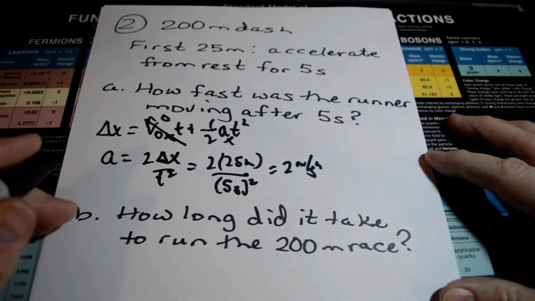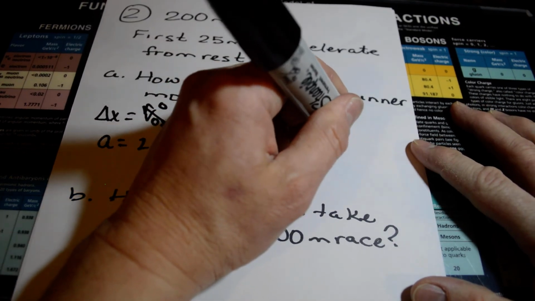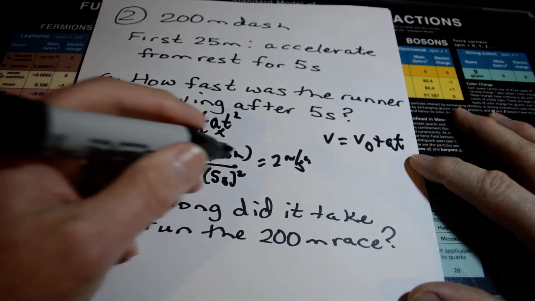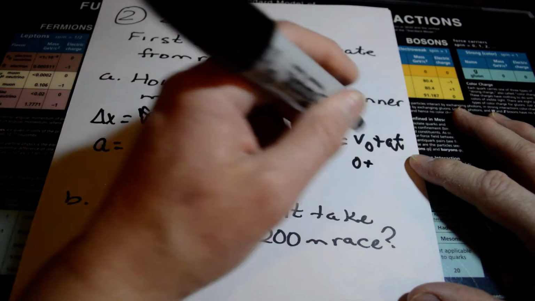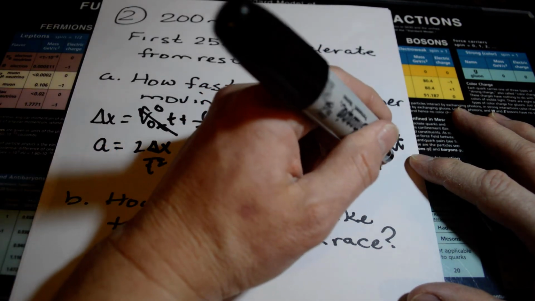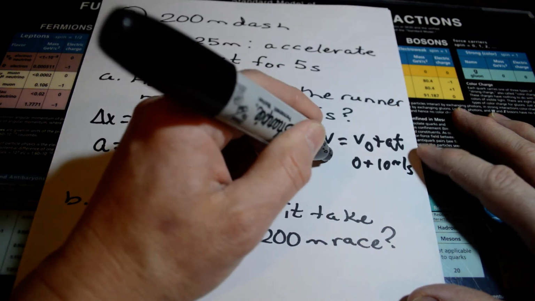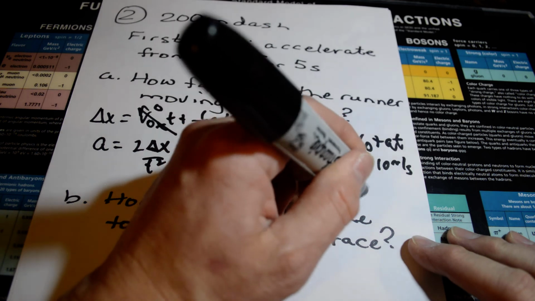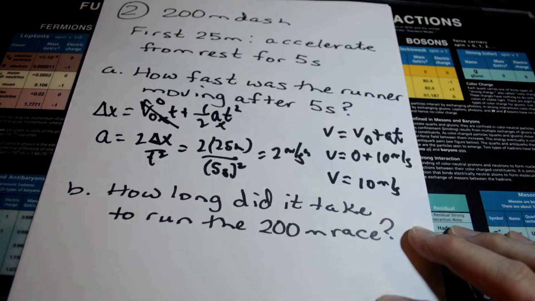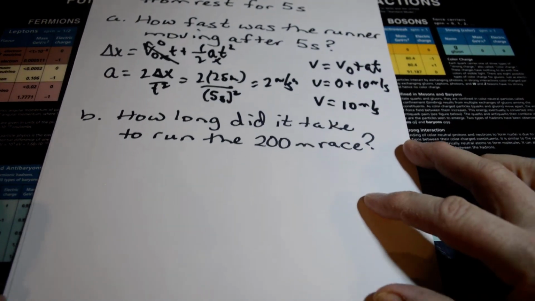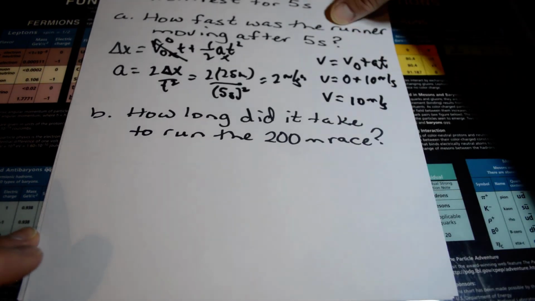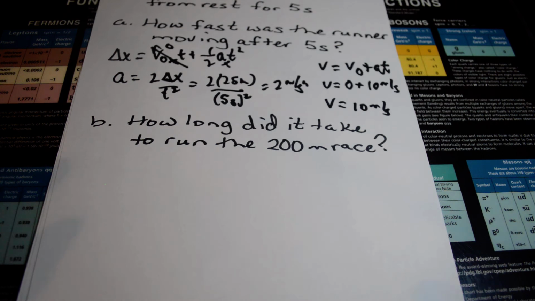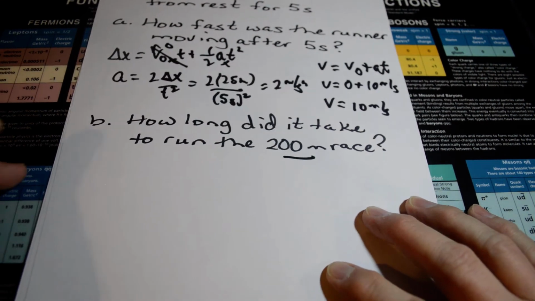So that's the acceleration. If you want to find out how fast it's going, if you do v equals v naught plus at, it goes on average 2 meters per second squared for 5 seconds. That's going to be a gain of 10 meters per second. So the answer to part A is at the end of 5 seconds, it'll be traveling 10 meters per second. Okay, how long did it take to run the whole 200-meter race then?